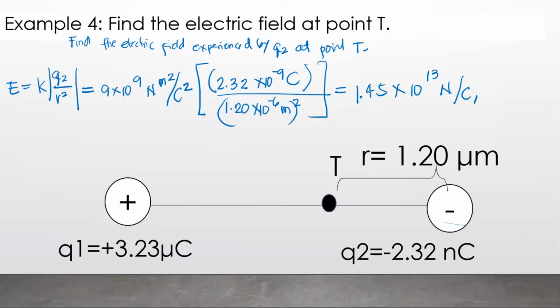Again, the answer is 1.45 times 10 raised to 13 Newton per coulomb. And since this is negative, the direction is not towards the test charge, it's towards the point charge, or towards the given charge.